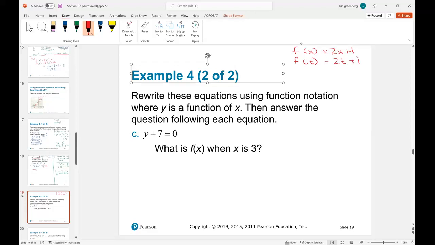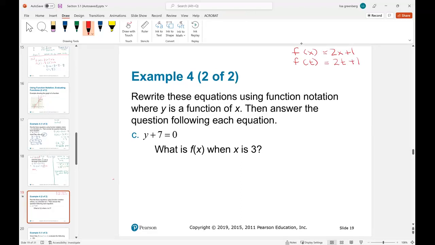Okay? So when it says where y is a function of x, I'm looking at this. It could say where y is a function of t, and then I would have the bottom. Okay, so then answer the following questions. Well, again, let's start by solving for y. So we subtract 7 from both sides, and I get y equals -7. When I put it into function notation, I have f of x is equal to -7.